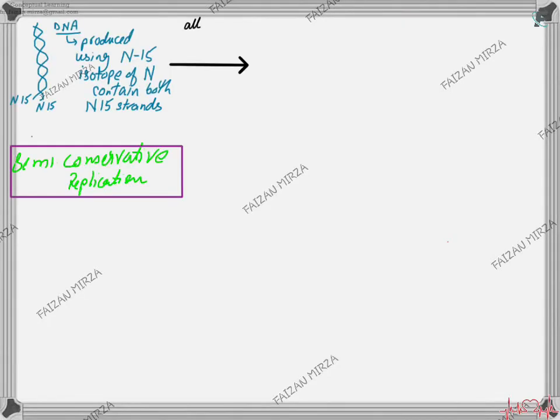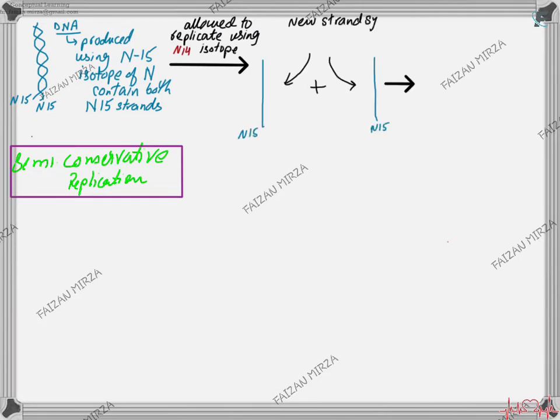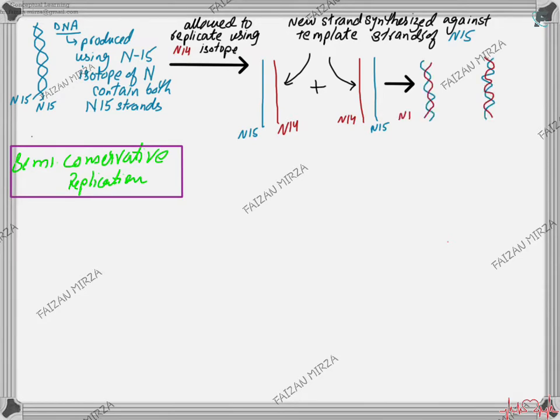In this experiment, they took bacteria and allowed them to grow in nitrogen-15 medium. All the DNA was made using the nitrogen-15 isotope. When this bacteria was allowed to replicate for one generation using nitrogen-14 isotope, the template strand was nitrogen-15, and the new strands that got made were nitrogen-14. When these coiled together, the coiled DNA was nitrogen-15 and 14 combined. So this was hybrid DNA. 100% hybrid DNA was produced in this first go.